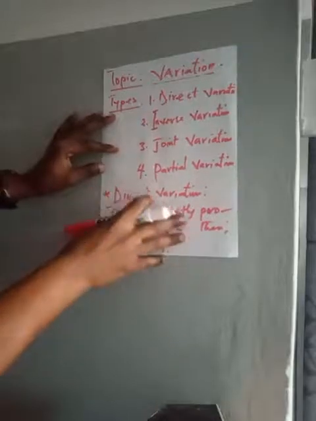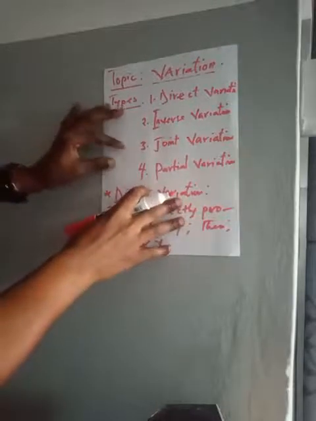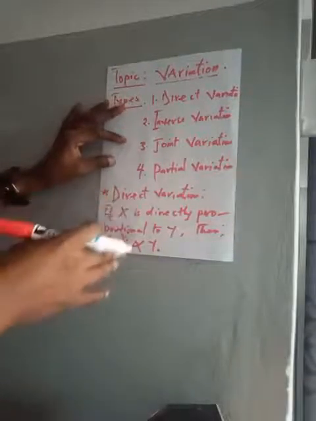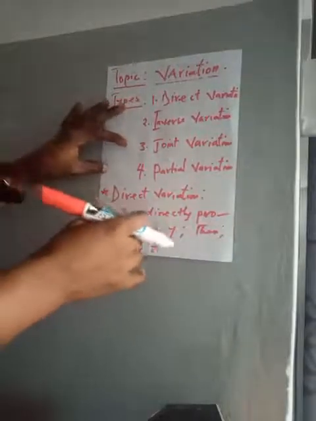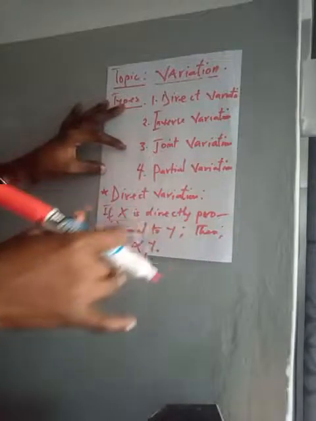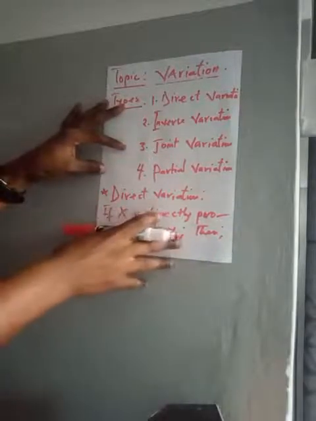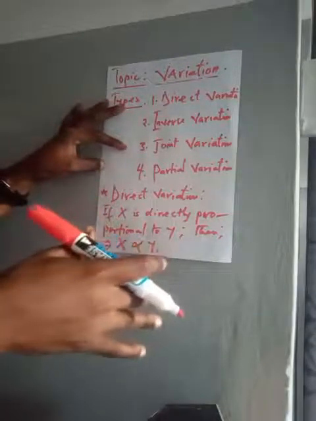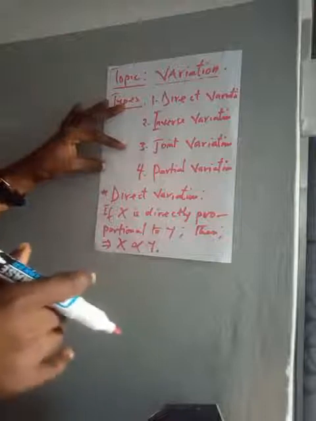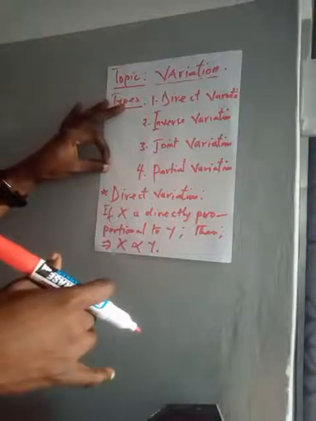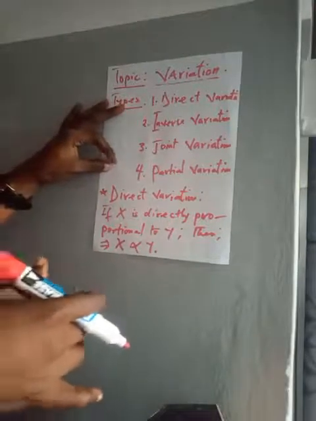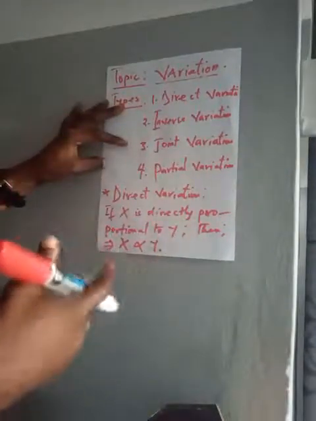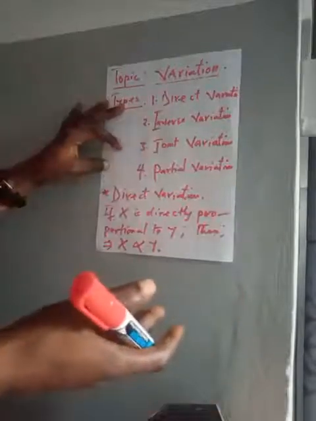In the first place, what is variation? It's a relationship between two or more quantities in which one quantity is affected by the other. If, for example, we have two quantities A and B, and A is affected, then automatically quantity B will also be affected. That relationship is called variation or proportion.